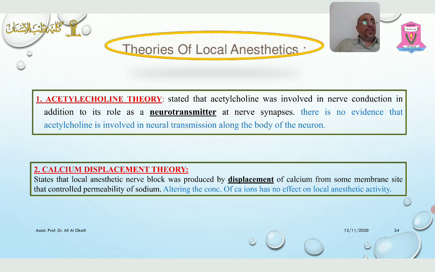Calcium displacement theory, هاي النظرية الثانية, states that local anesthetic nerve block was produced by displacement of calcium from some membrane site that control permeability of the sodium, altering the concentration of calcium ions has no effect on local anesthetic activity. إذن هاي نظرتين كانت مطروحة ولكن تم دحضها هاي النظريتين اللي هي الأسيتايل كولين ثيوري والكالسيوم displacement theory.